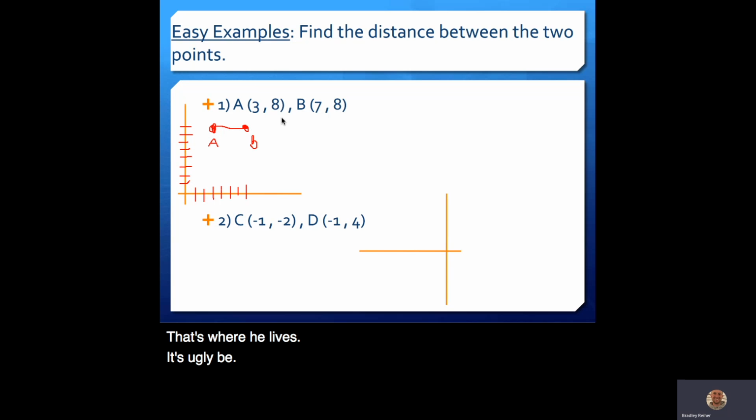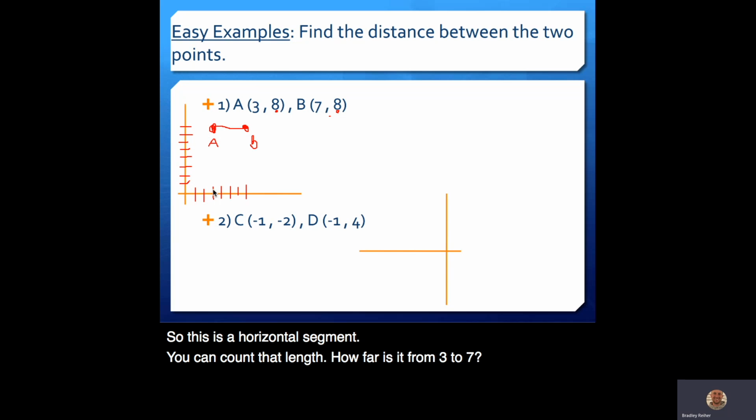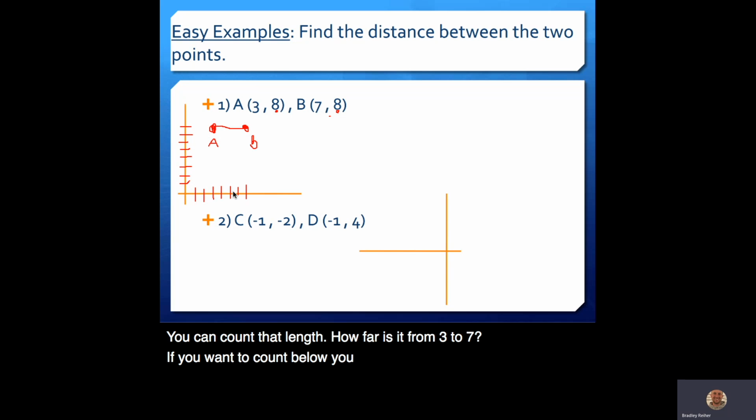There's my segment. Now, just like last time, the y coordinates are the same. So this is a horizontal segment. You can count that length. How far is it from 3 to 7? If you want to count below, you can. 1, 2, 3, 4 units. That's how long that segment is.